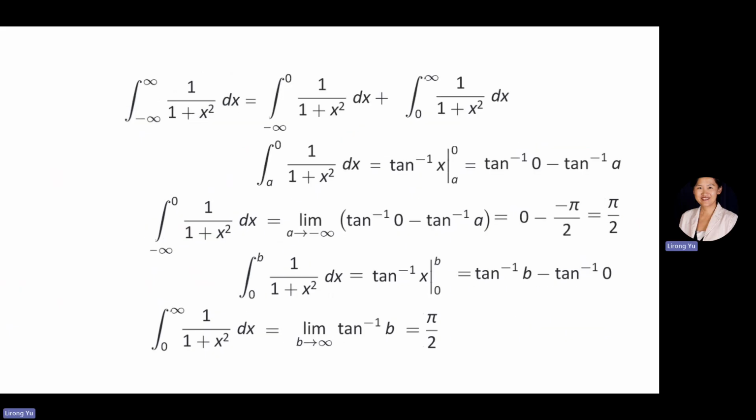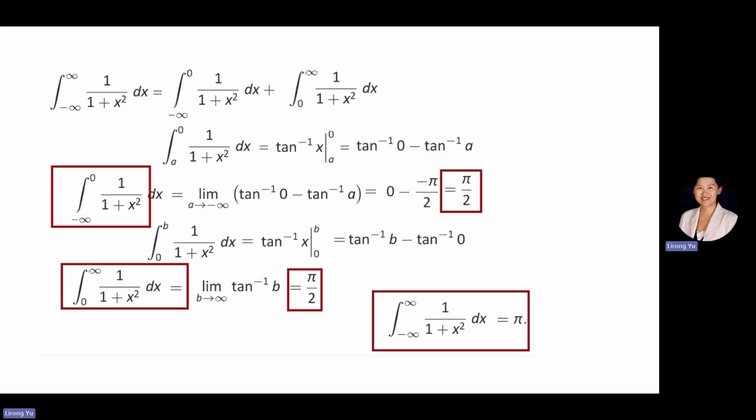It's a similar process for the other side. You can integrate this part. If you integrate a function from 0 to infinity, you first integrate it from 0 to b, and that gives you tangent inverse b minus tangent inverse 0. Again, tangent inverse 0 equals 0, and tangent inverse b, when b goes to infinity, is pi over 2. So both of these are pi over 2. The total integration is pi over 2 plus pi over 2, which equals pi. So the final answer for the combined calculation will be pi.